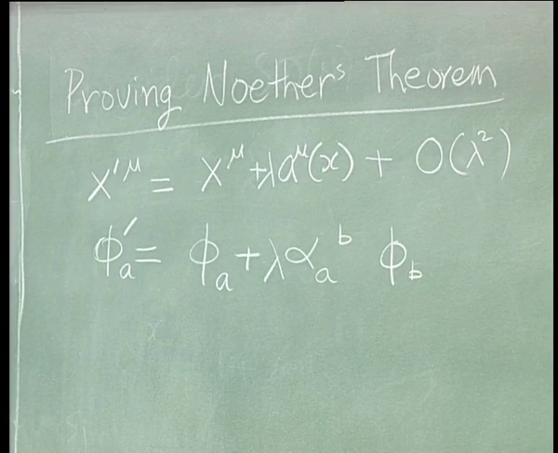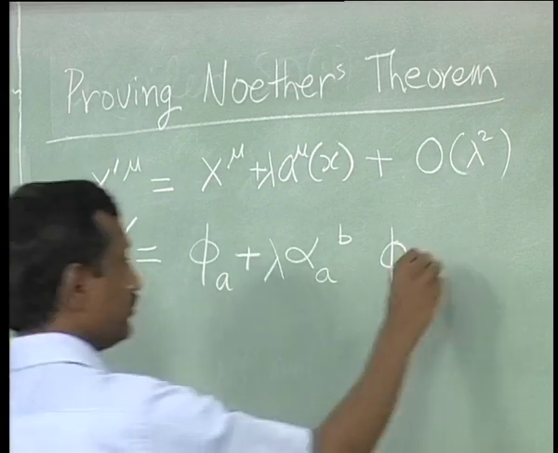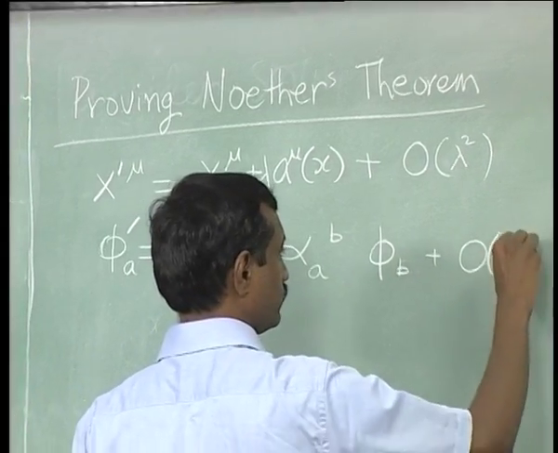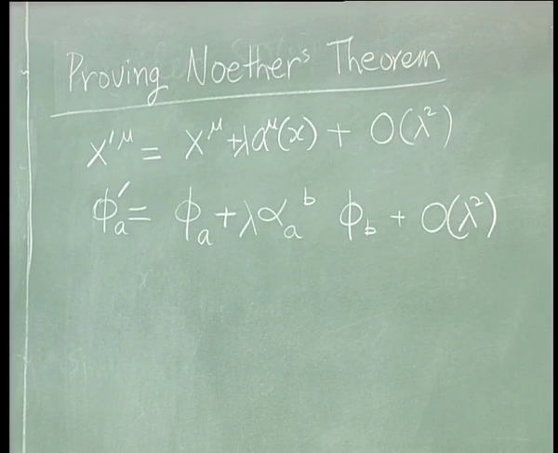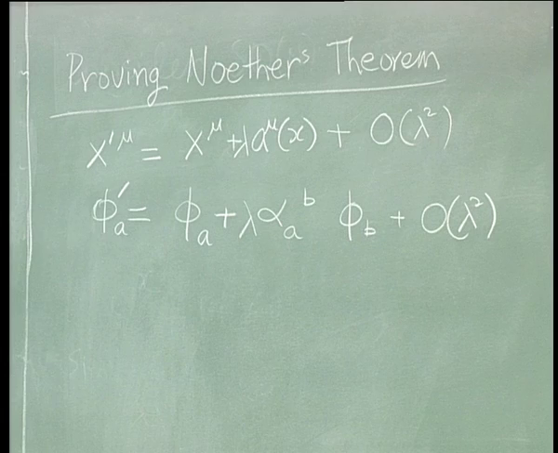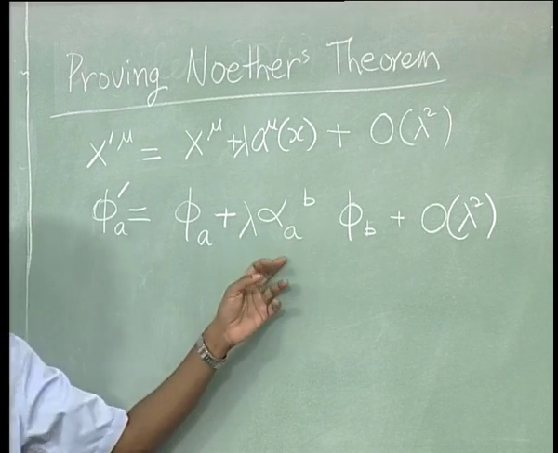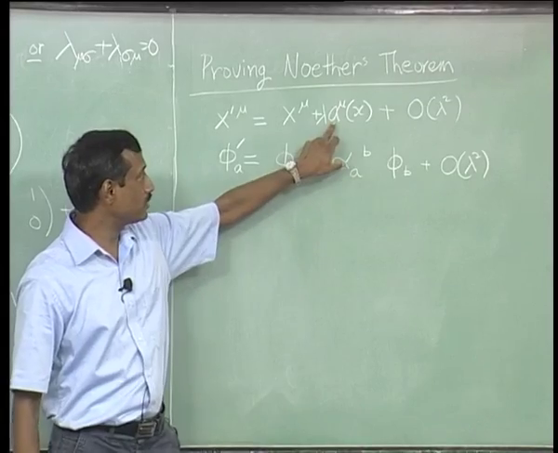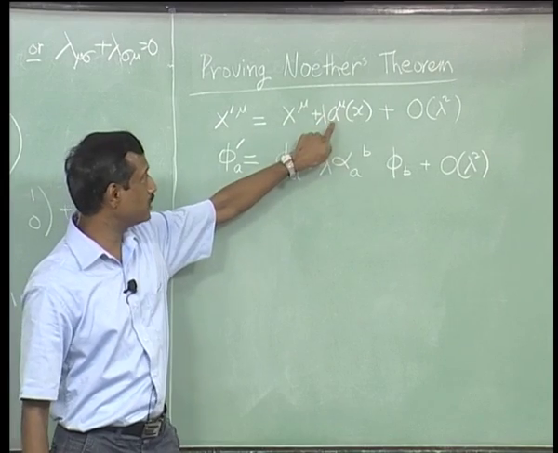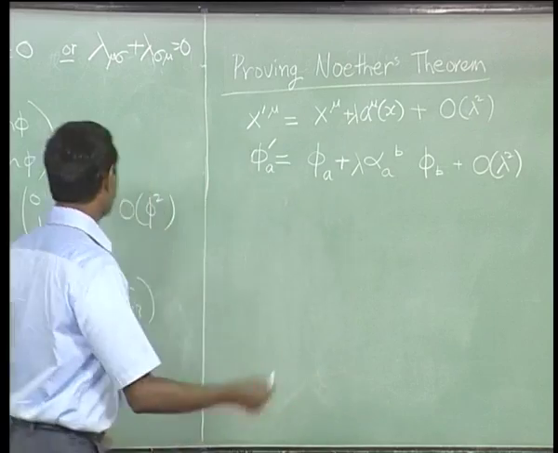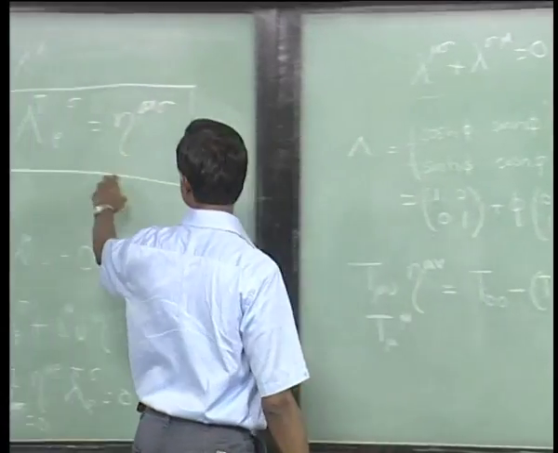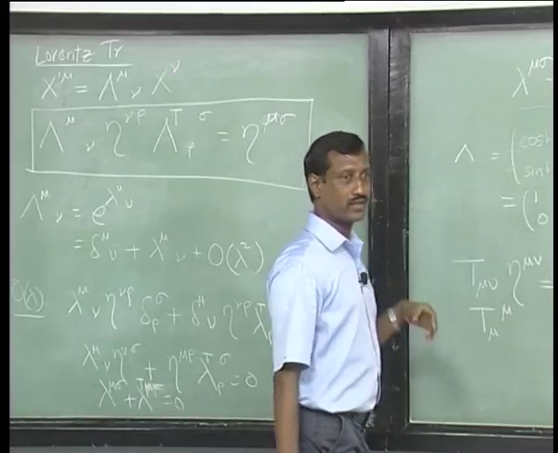Okay, plus order lambda square. So, I am telling you how it acts on field space. So, at the end of this there will be some parameters, so these will be well defined functions. So, let us look at the two examples which we have already seen.